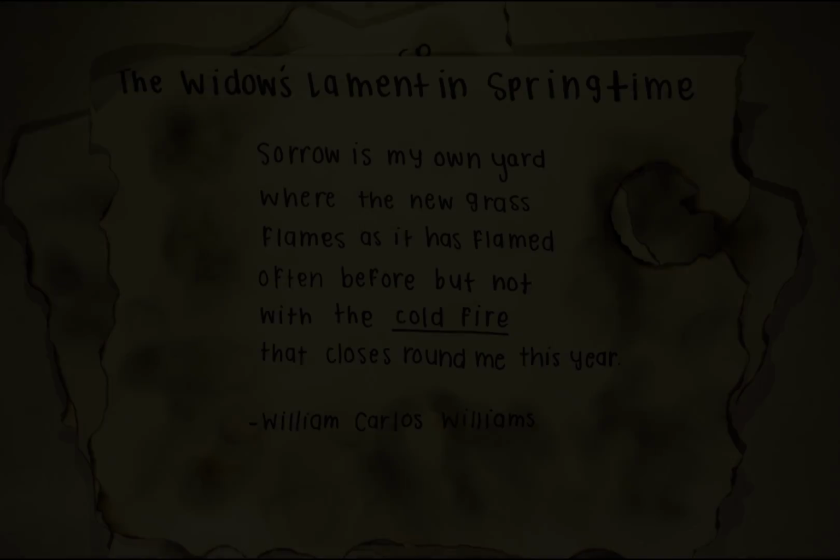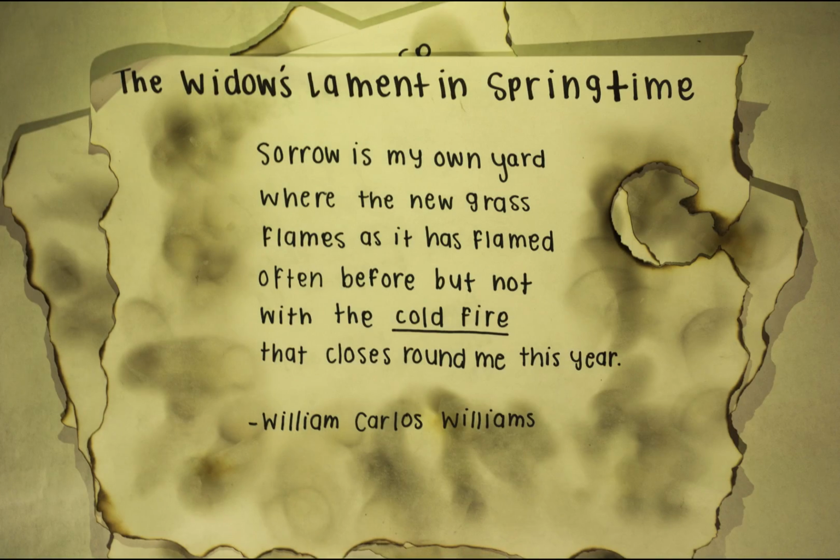In the poem The Widow's Lament in Springtime by William Carlos Williams, there is no regular meter or rhyme, making it free verse. We also see a stated metaphor, which is a figure of speech in which a term or phrase is applied to something to which it is not literally applicable in order to suggest a resemblance when he compares sorrow to his own yard, meaning whatever grief he is enduring due to a loss in his life is very close to his heart, as if it was in his yard.